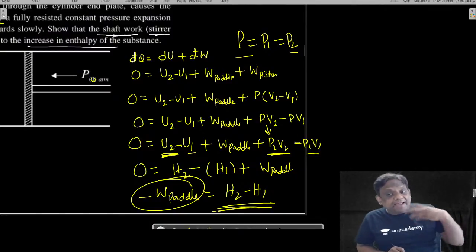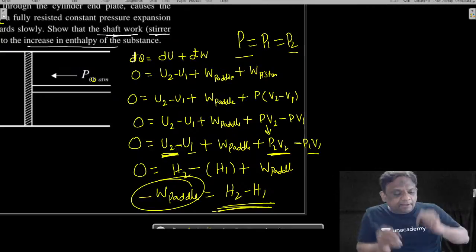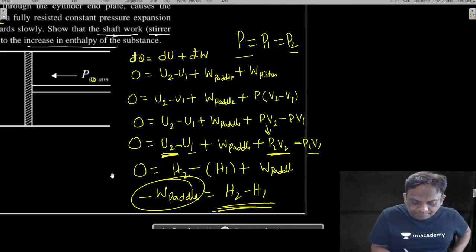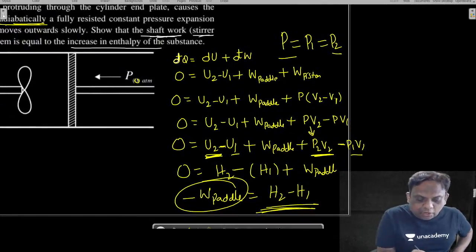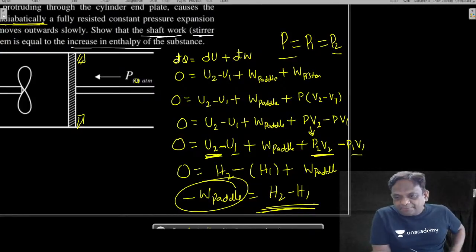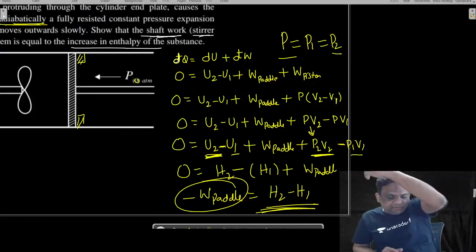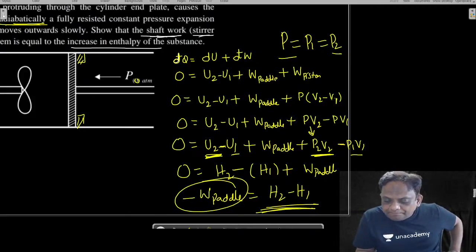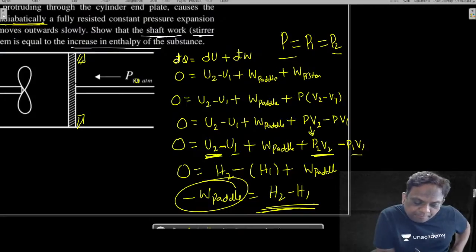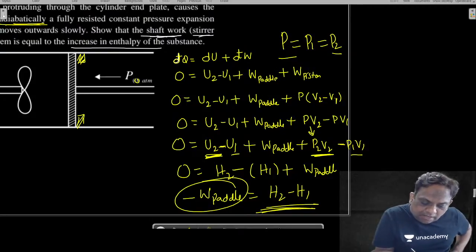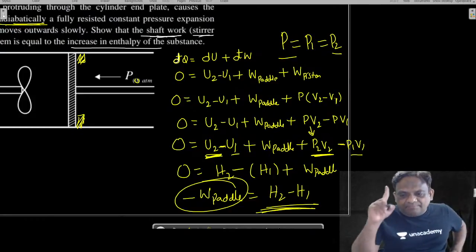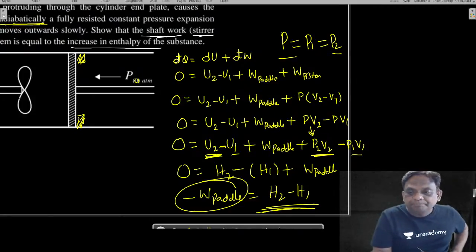Now, I'll ask you one question. If the piston is locked, second case, what will be the paddle wheel work? If the piston is locked, ये कोई work नहीं होता है. If the piston is locked, it will not move. My initial and final volume will be same. अगर piston को lock कर दिया गया, there will be only one work. What is that work? Paddle wheel work.